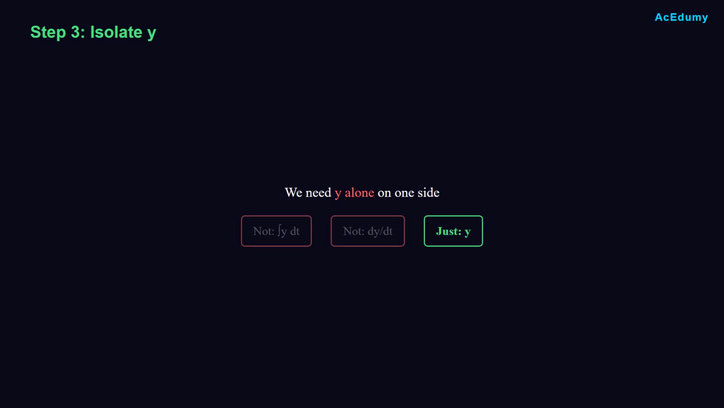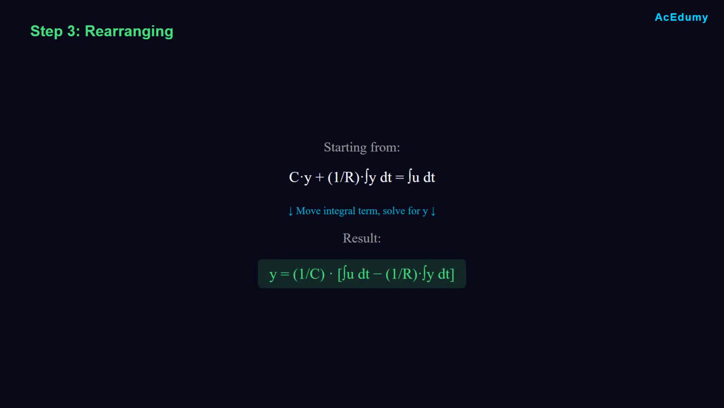Isolate Y. We need Y alone on one side, not Y with an integral, not dy/dt, just Y by itself. The other side can have any combination of terms. Starting from C times y plus 1 over R integral y dt equals integral U dt, we move the integral term to the right side. Y equals 1 over C times, open bracket, integral U dt minus 1 over R integral y dt, close bracket.